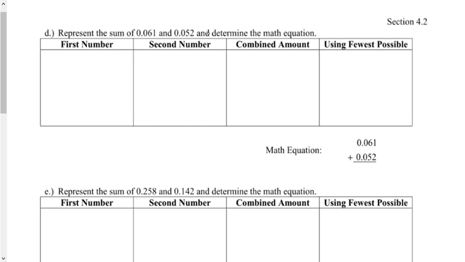Represent this sum and determine the math equation. So 0.061, that's 6 rods and 1 unit. And this one over here is 5 rods and 2 units. And we put all those together.